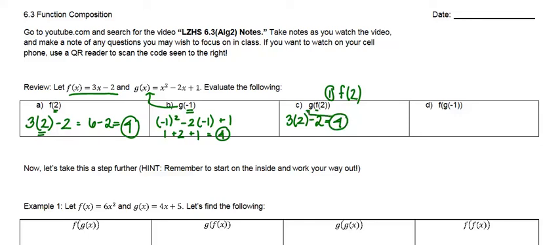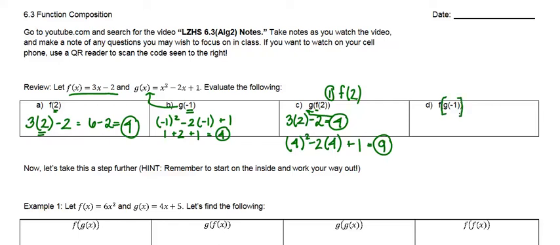And now I'm going to work my way on the outside. So now I'm going to take 4 and plug it in to g. So if I do that, I should have 4 squared minus 2 times 4 plus 1. Well, we know that 4 squared is 16. 16 minus 8 is 8. And 8 plus 1 gives us a final answer of 9.